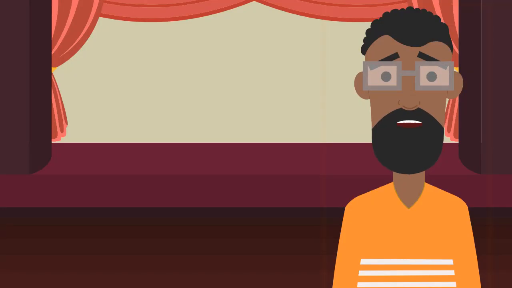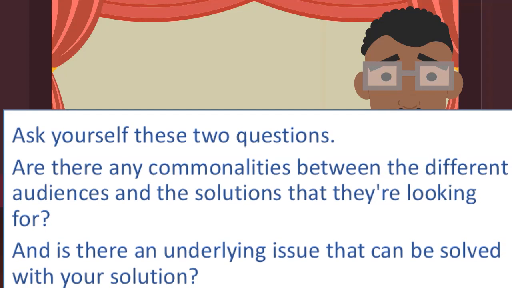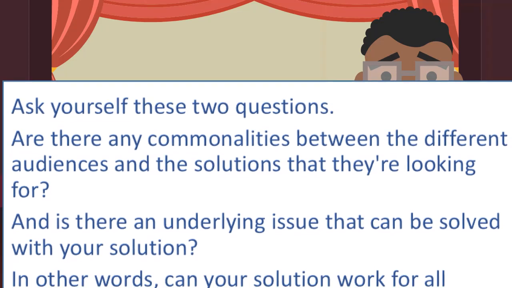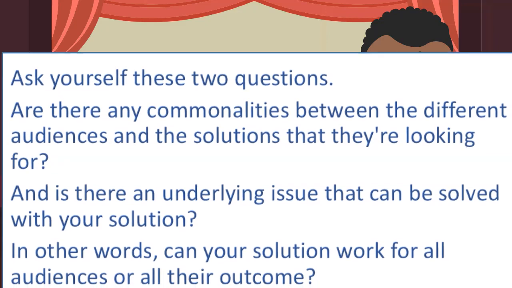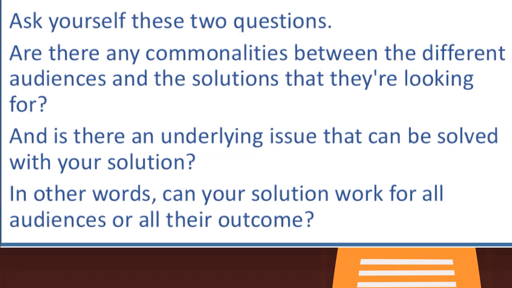We'll start this lesson by having you go back and revisit what you uncovered in the first part of this course about your audience's pain points and their desired outcome, namely reviewing the list of pain points and their desired outcome. Ask yourself these two questions. Are there any commonalities between the different audiences and the solutions that they're looking for? And is there an underlying issue that can be solved with your solution? In other words, can your solution work for all audiences or all their outcomes?